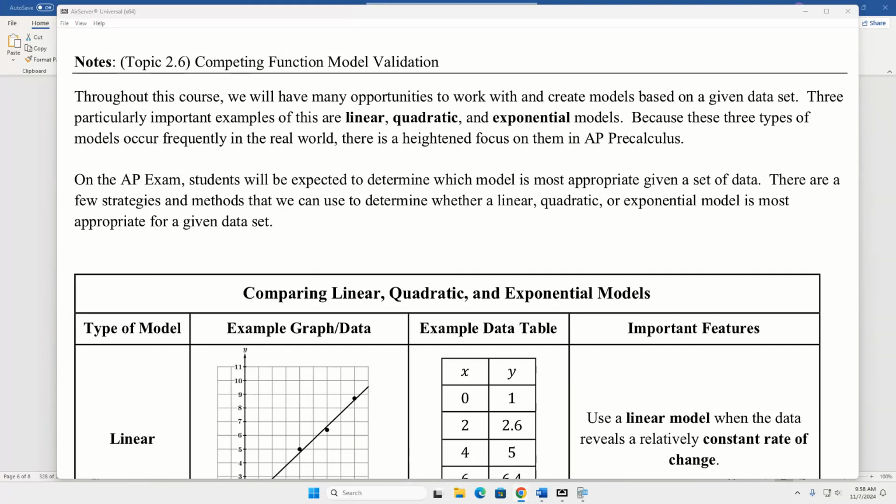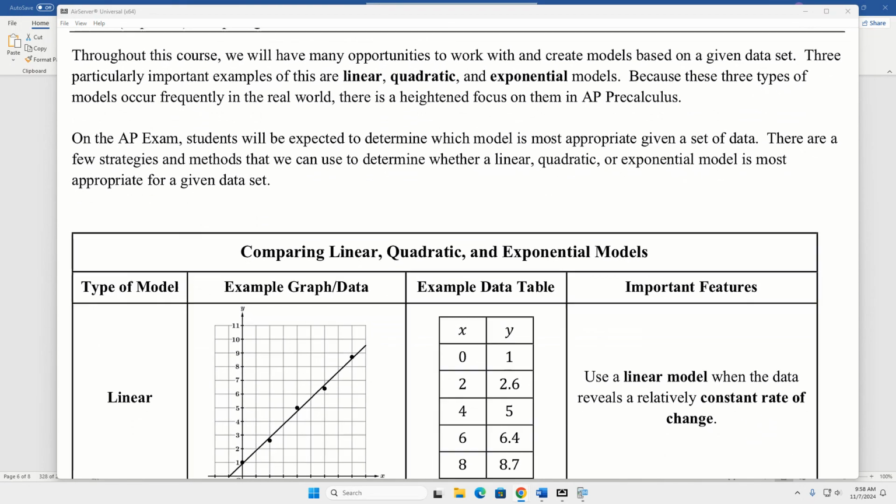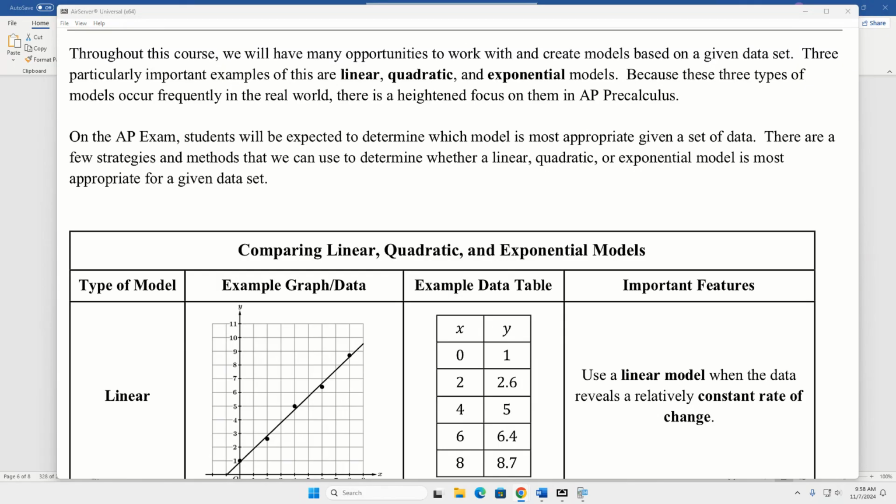All right, does everyone have a paper? Okay. So we have already learned everything on this front page. It's just a reminder. A lot of times the three most common examples of models are linear, quadratic, and exponential.